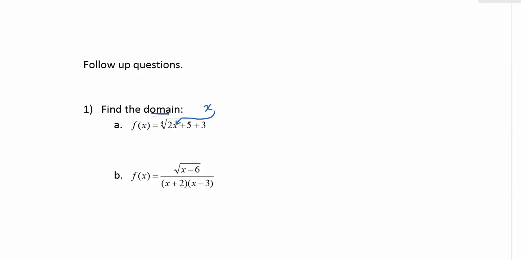Well, if we have a fourth root, it's like a square root. You have to make sure that it's positive. You cannot take a square root of a negative. The plus 3 that's on the outside of the fourth root is a vertical movement. It affects it going up or down, so it has no effect on the domain because domain is left and right. So I just need to take the 2x plus 5 and set it greater or equal to 0.